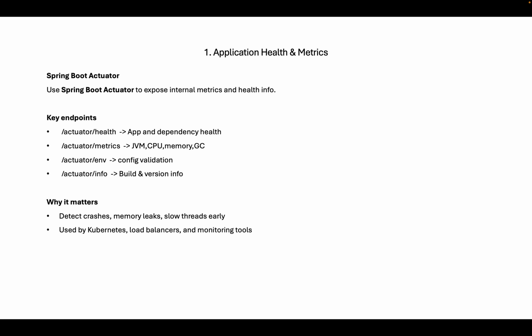Another one is /actuator/env. Environment configuration validation is done by this endpoint. We have /actuator/info. It gives us the build and version info. Why do we need actuator? To detect crashes, memory leaks and slow threads early. It is used by Kubernetes, load balancers and monitoring tools.